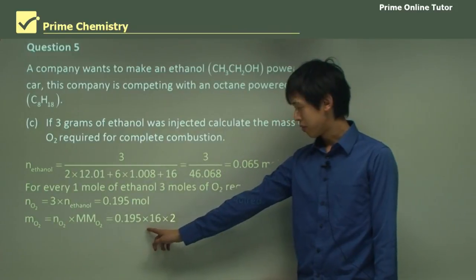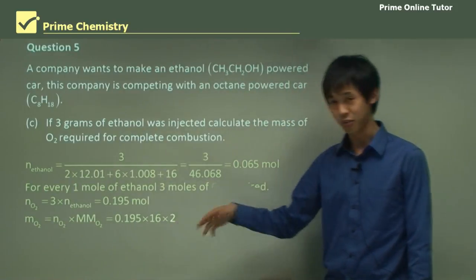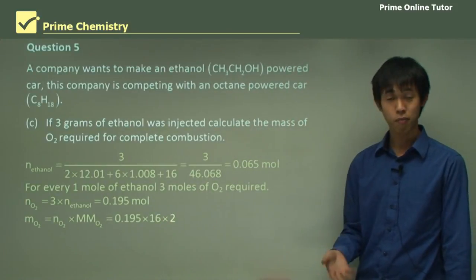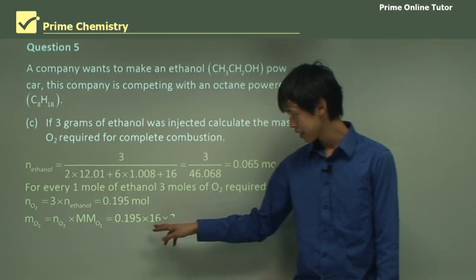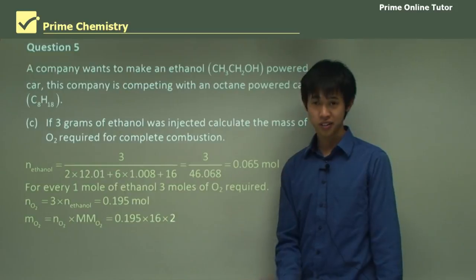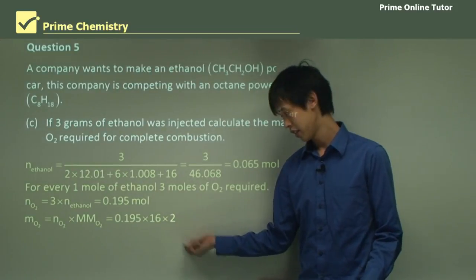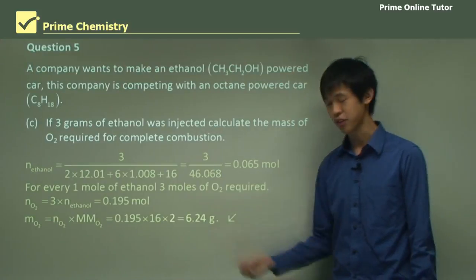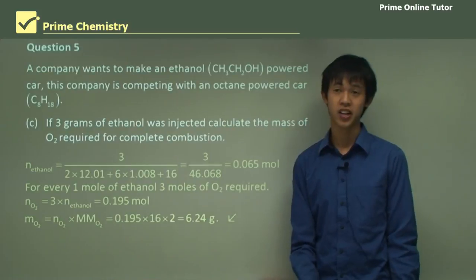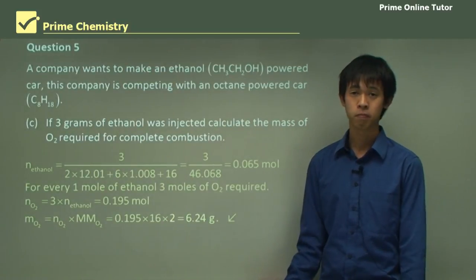So 0.195, there's a 9 there, is the number of moles of oxygen. 16 is the molar mass of oxygen atoms. And because there are 2 oxygen atoms per oxygen molecule, we have to multiply by 2. That gives us the final answer of 6.24 grams. So that's how we use moles to calculate various things, and you can see this is quite an industrial and practical application of using the mole.